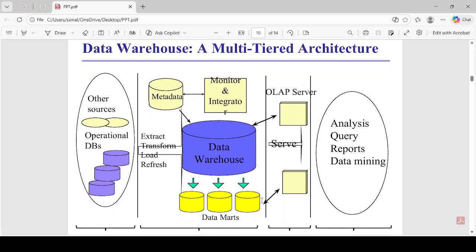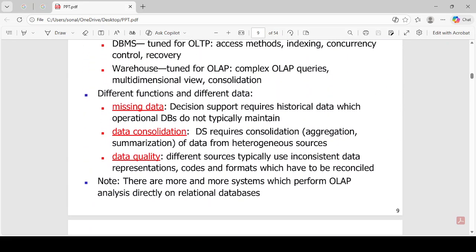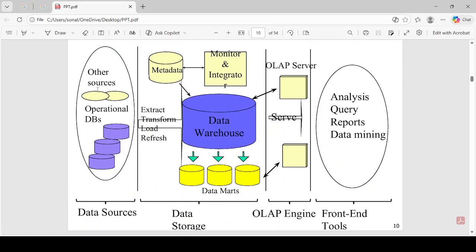This is a multi-tier data warehouse architecture. It is composed of four components: data sources, data storage, OLAP engine, and front-end tools. The data sources include the operational databases, which give you all the data, along with other sources. Then comes the data storage, which relates to the warehouse. As we know, a data warehouse is used to store a huge amount of data, including metadata and processes for monitoring and integration, and we also have data marts here. These are the data storages.